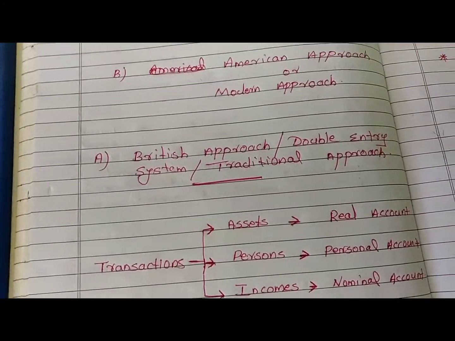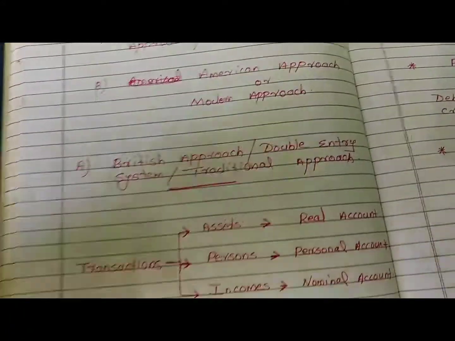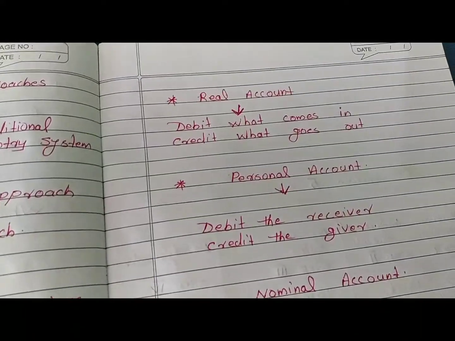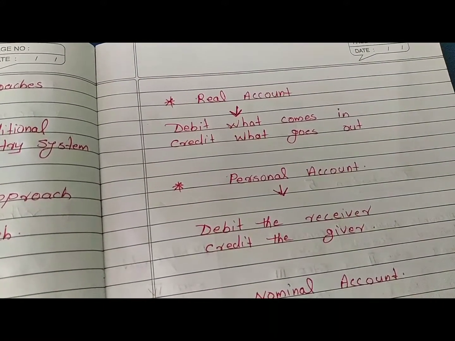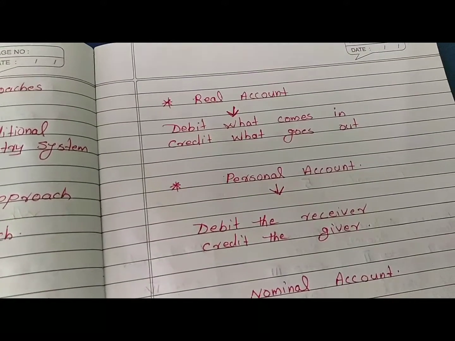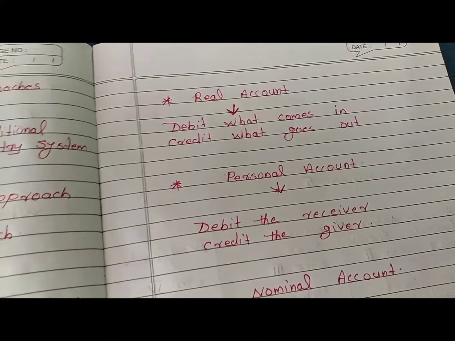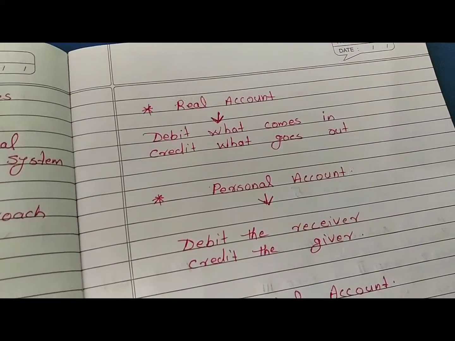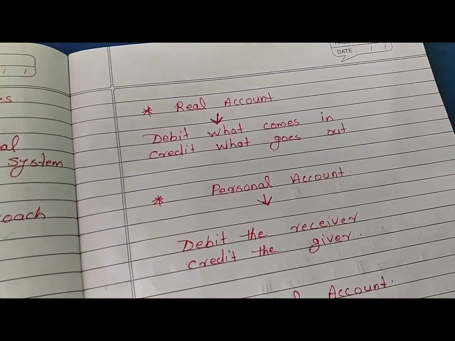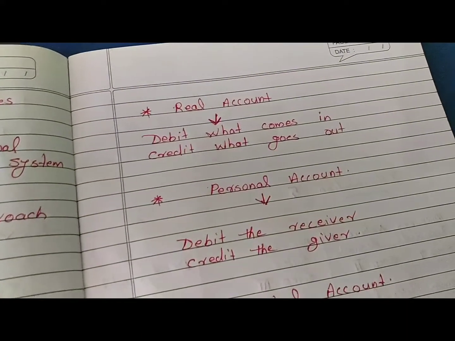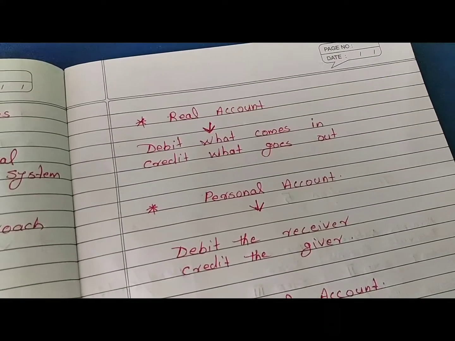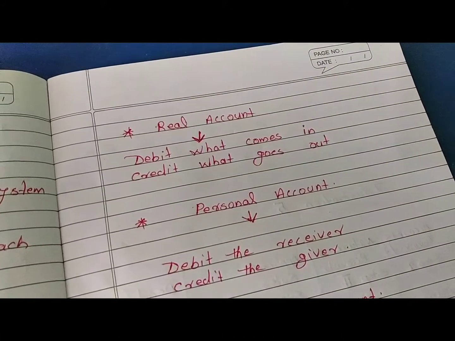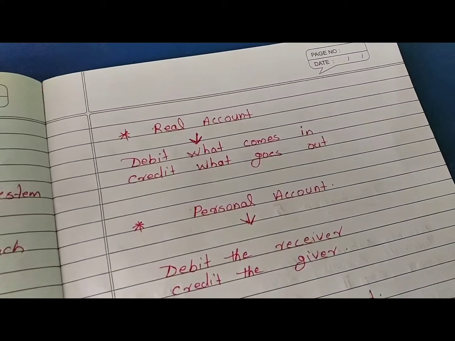Suppose we start with the real account rule. Real account rule: debit what comes in, credit what goes out. Actually, accounting approaches mean deciding when to write a particular transaction on the debit side or on the credit side. So based on these rules, we decide the side of the account, whether it is the debit side or the credit side.